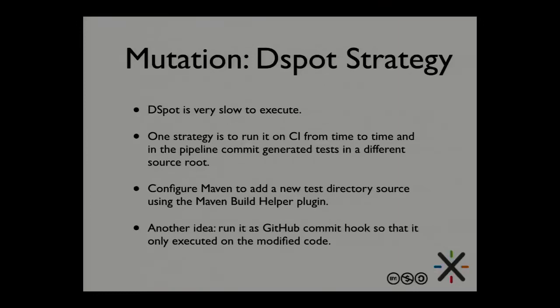So in a different source tree, you can configure Maven to have several source trees, or actually test trees in this case, so that it runs both your manual tests plus the generated ones. That's my idea at the moment as a strategy to use DSpot. There are some other ideas, like having a GitHub commit hook so that it does mutation only on the diff, on the new stuff that has been modified, not on the whole thing. That would reduce the time it takes.